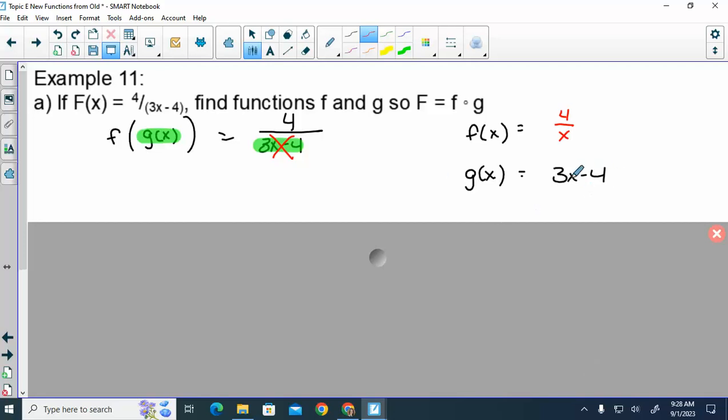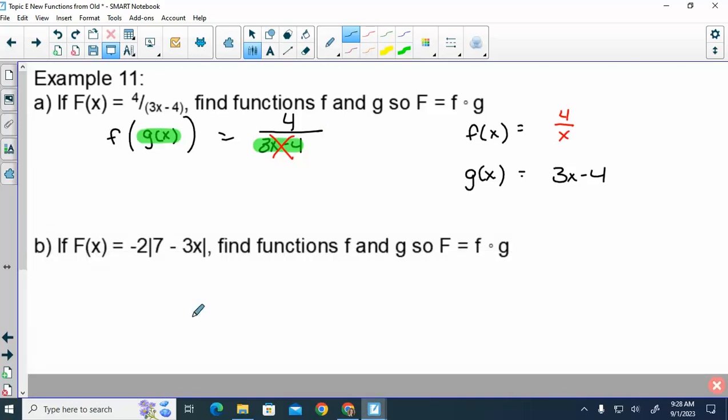And then if you take that out and replace it with x, you have your outside function. Could we also do like g of x is 3x and f of x is 4 over x? Yep. So there are multiple correct answers here.